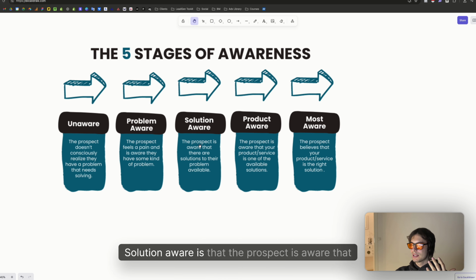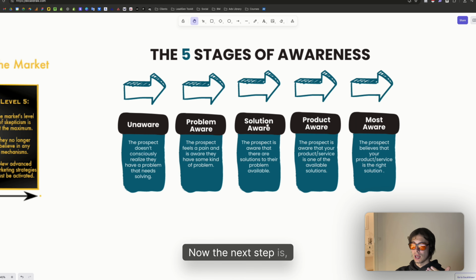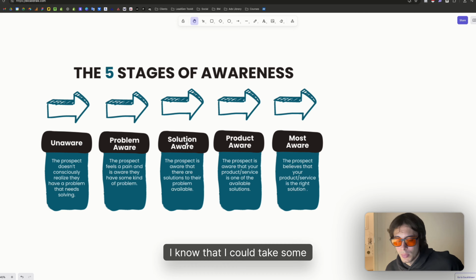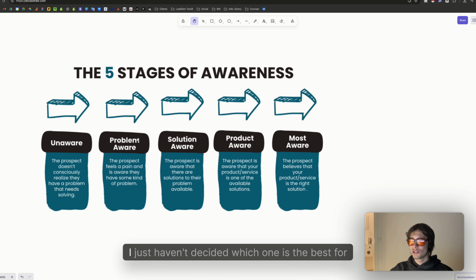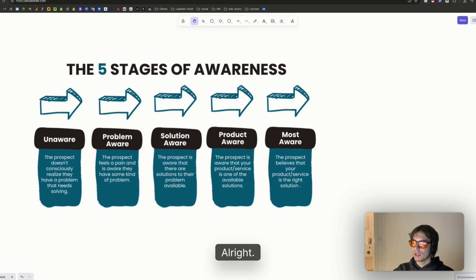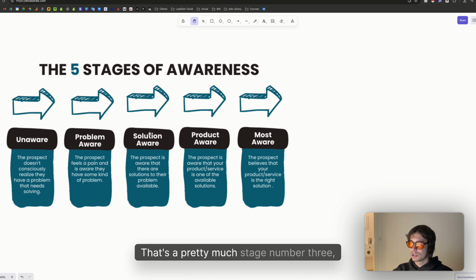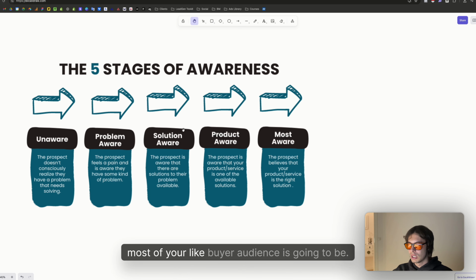Solution aware is that the prospect is aware that there are solutions out there. So I know I have a problem, and now the next step is to find a solution. For example, I know that I could take some melatonin for sleeping better. Maybe I could take some other pills. Maybe I could meditate. Maybe I can take a tea. I know there are solutions out there. I just haven't decided which one is the best for me yet, all right? Or I tried a few and they didn't really work. But I know that for my problem, there are solutions out there. That's pretty much stage number 3, which is probably where most of your buyer audience is going to be.